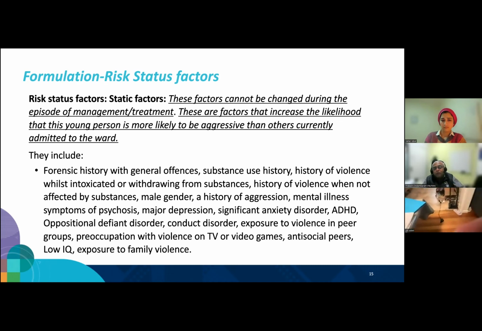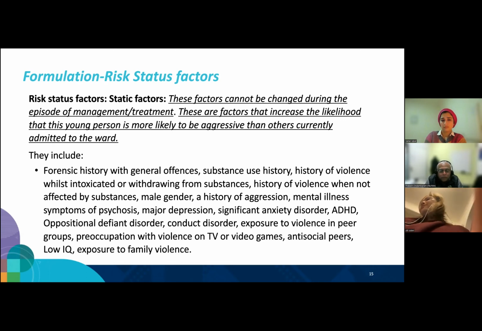Risk formulation is a method by which we understand the factors that drive the aggression or aggression risk in children and young people. And we describe them, and we also talk about what mitigating factors there might be, strengths and other positive factors there might be in helping to mitigate the risk. So within that, there is something called risk status factors. These are the static factors that are in the history that are unable to be changed. These are factors that increase the likelihood that this young person is more likely to be aggressive than others. They do not necessarily immediately indicate that there is a high risk of aggression, but it points to the likelihood of a history of aggression.